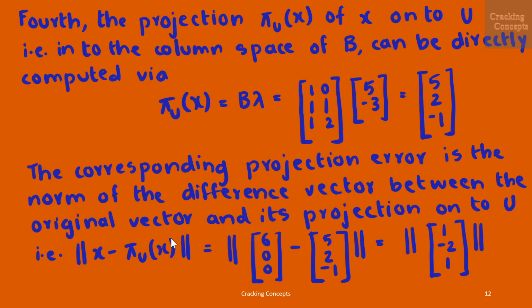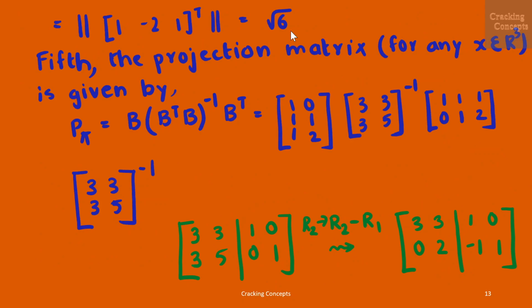Then we need to find the projection pi u of x on the subspace U, and this can be computed by the equation pi u of x is equal to B lambda. On substituting, we'll get this vector. The corresponding projection error here is the norm of the difference vector between the original vector and its projection onto U. That is the norm of x minus pi u of x. On subtracting and taking the norm, we get the value as root 6.